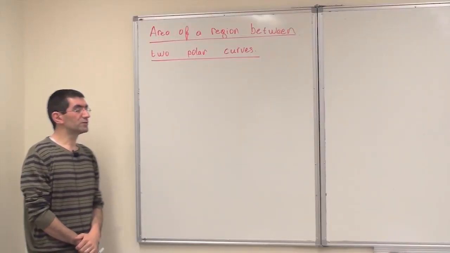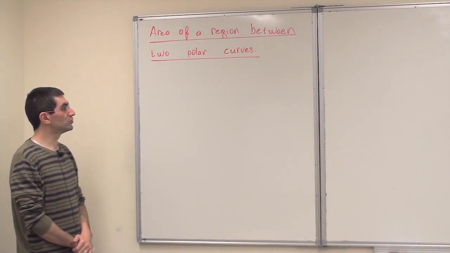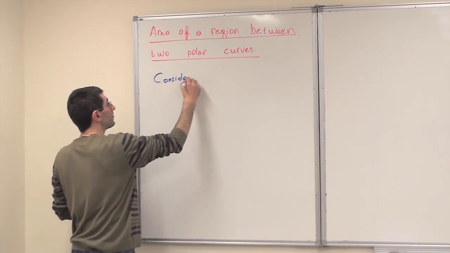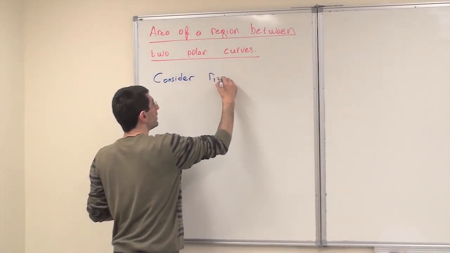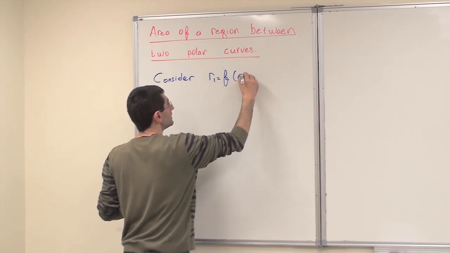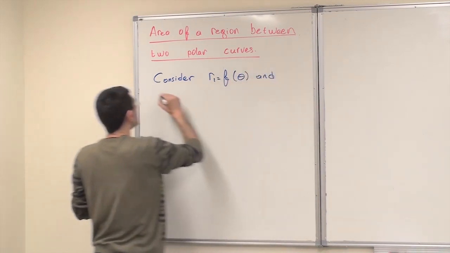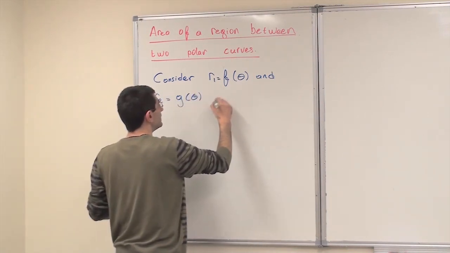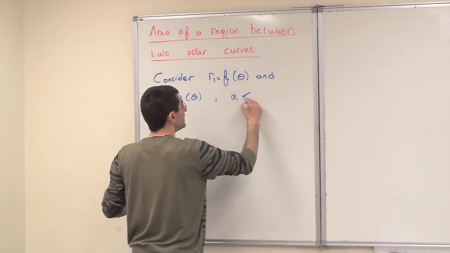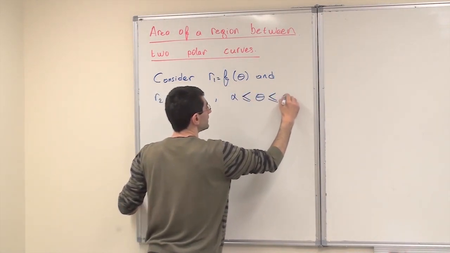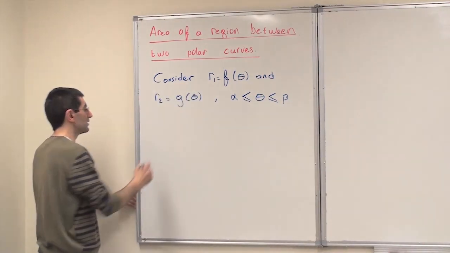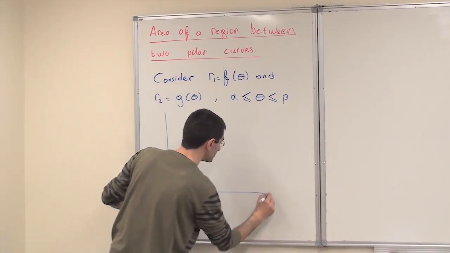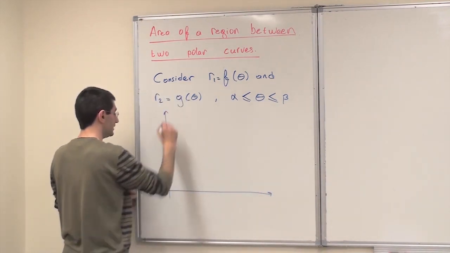Okay, now we are going to talk about the area of a region between two polar curves. So let us consider these two polar curves, r1 equals f of theta and r2 equals g of theta, where theta is between again alpha and beta. So let us show in a picture how these two polar curves might look.